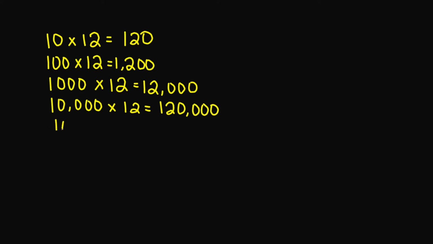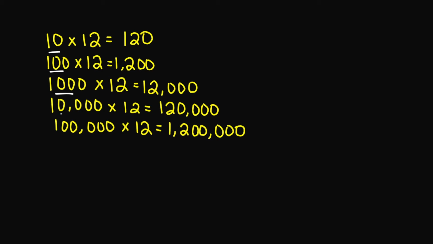And then let's say we had 100,000 times 12. And this is going to equal 1,200,000, or you can write it as 1.2 million. And you can see here there is a pattern when we're multiplying with our 10s, our hundreds, our thousands, our 10,000s, and then the 100,000s.